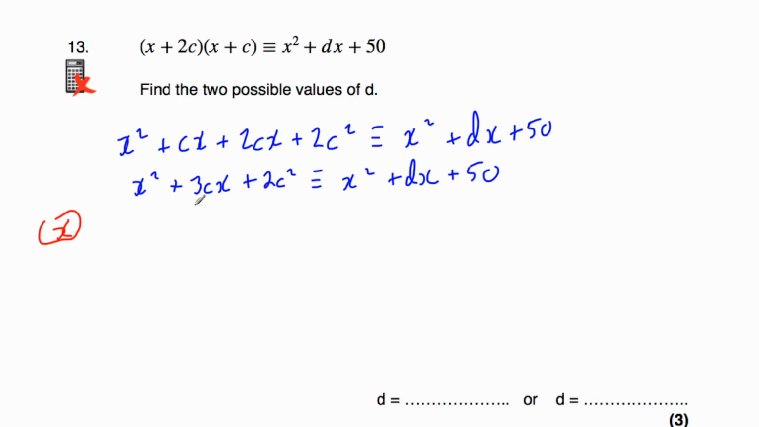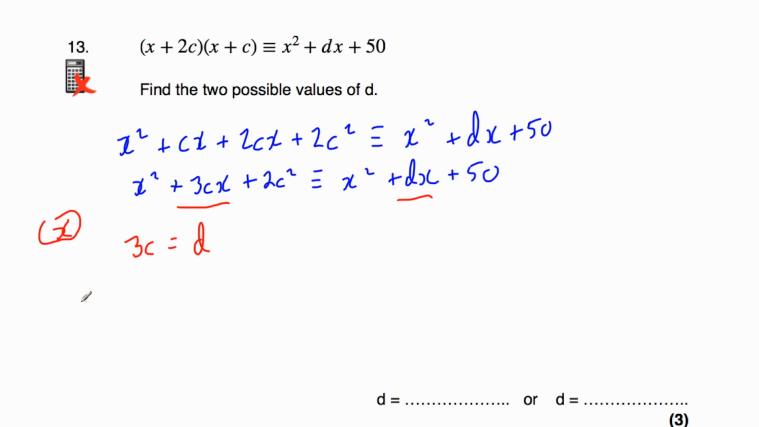Our terms involving x on the left hand side would be our plus 3cx, and then on our right hand side we've got dx. So if we equate their coefficients, the things in front of the x's, we're going to get that 3c is equal to d. So that might be useful. That might help us find d.